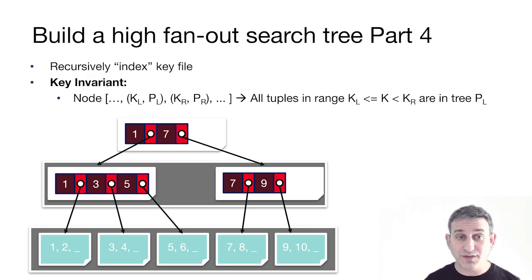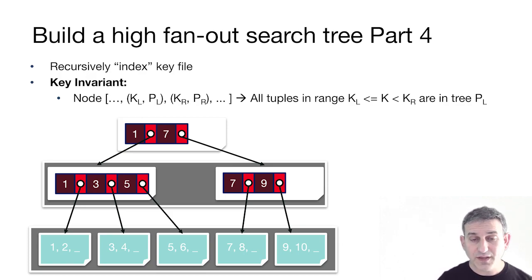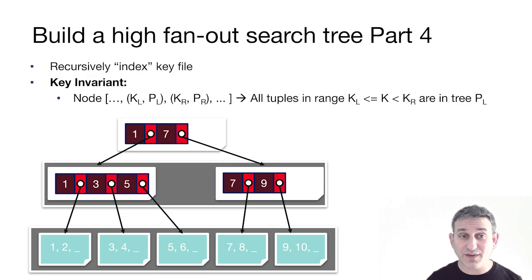We'll build a search file for our search file now. And up here, what we've got again is key pointer pairs, where the key is the low value on the page we're pointing to, and the pointer points to a page. But now this is over the actual index file we built before. So we can do this recursively until we get an index file up top that's only 1 page big.